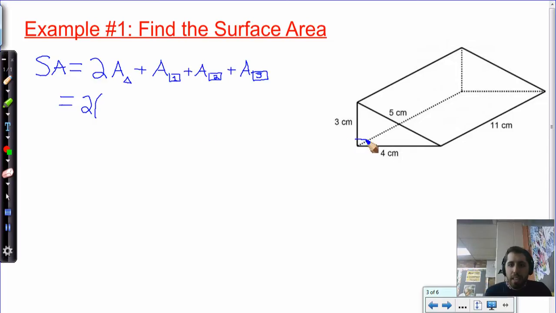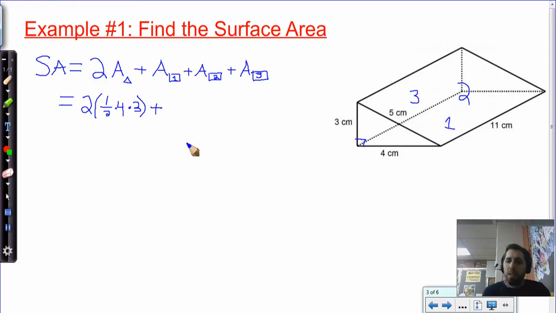Well, we can see that this looks like the perpendicular, so the base would be 4 centimeters, and the height would be 3. So 1/2 times 4 times 3. And we'll put our units in at the end. Now the area of, let's call this guy 1, this big guy 2, and this back guy will be 3.